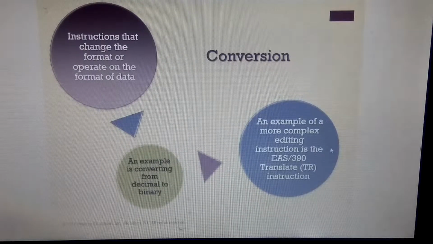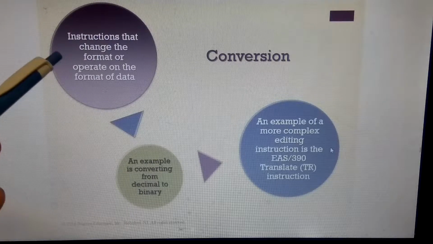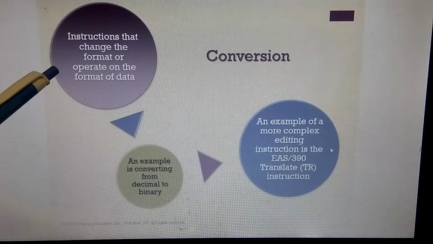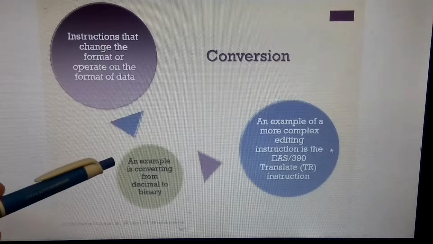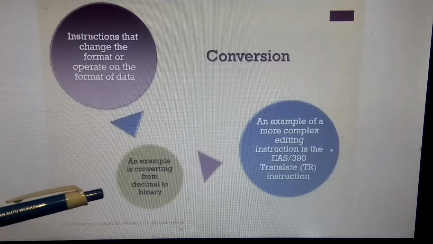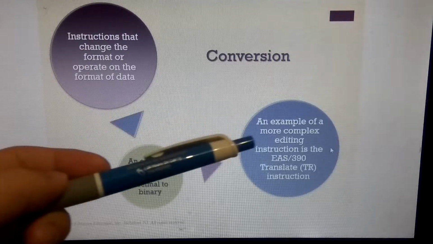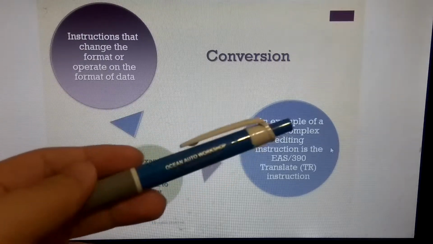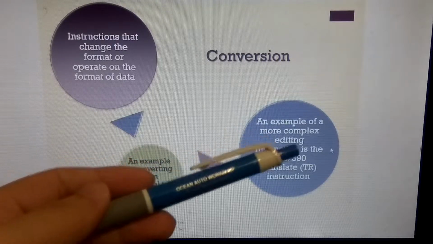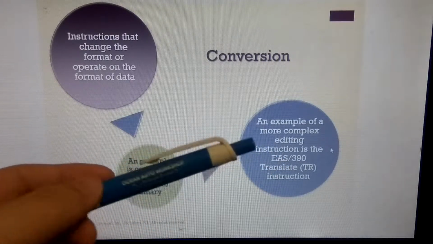Next, we'll look at the conversion. These are instructions that change the format or operate on the format of data. One example is converting from decimal to binary. An example of a more complex editing instruction is the ES390 translate instruction.